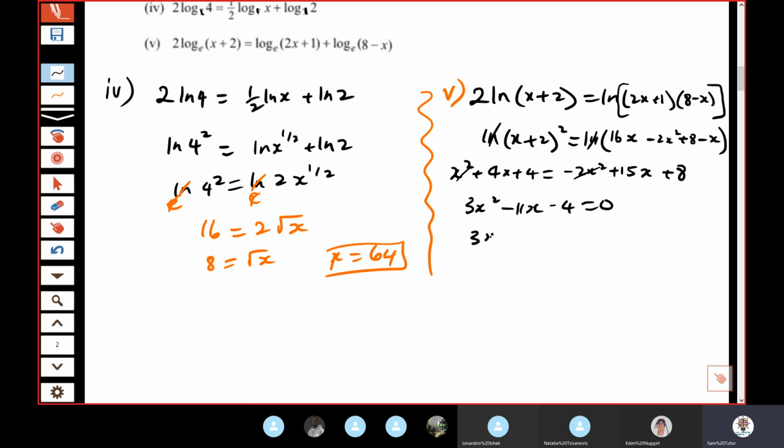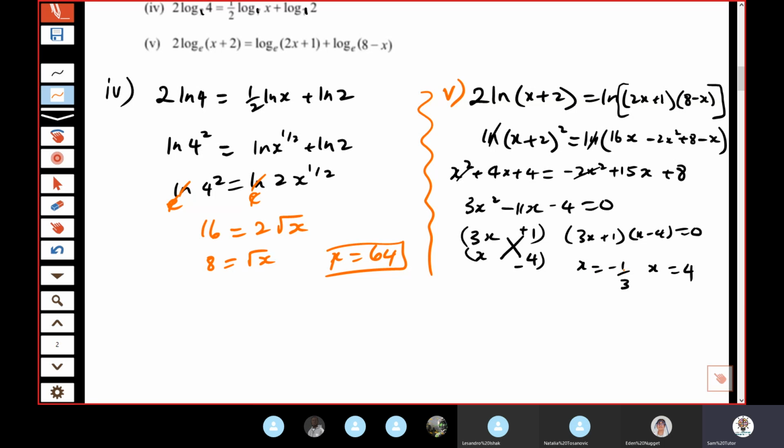Then we factorize. Negative 12 plus 1 is negative 11. So we get (3x plus 1)(x take away 4). Therefore, x equals negative 1/3 and x equals 4. What are we going to do? Testing, which I haven't been doing because I know all the other answers were right.